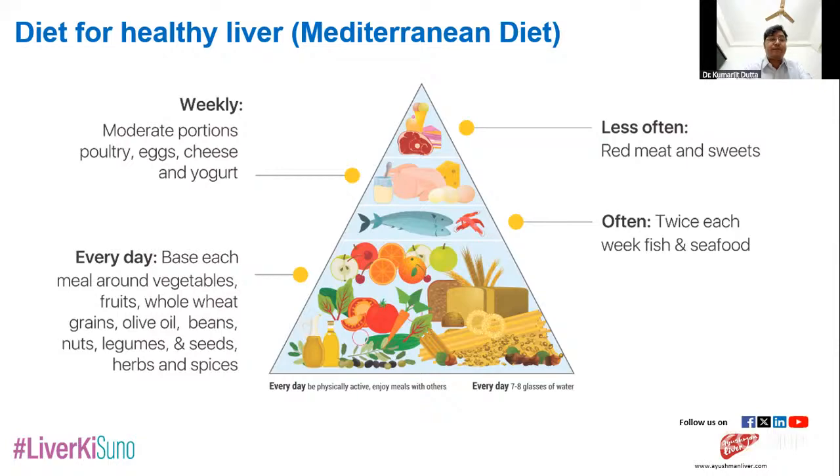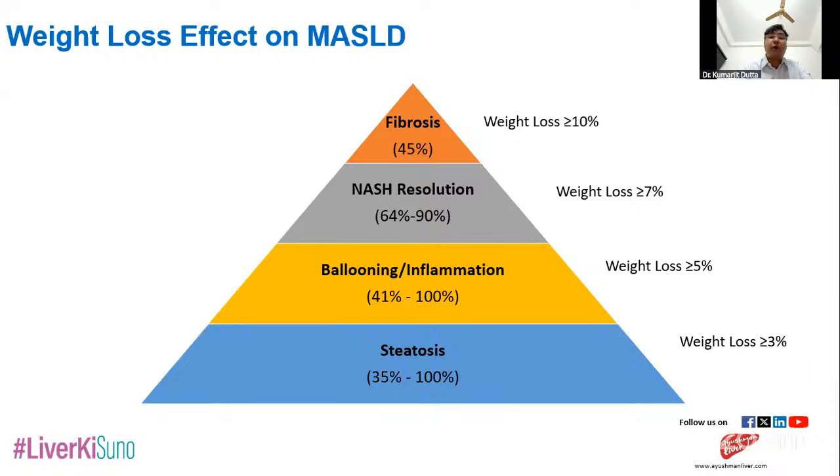But weight loss effect on MASLD. Previous slide, please. If you lose weight of more than or equal to 3%, the fat content decreases. If the weight loss is more than 5%, the inflammation can also be reduced. Resolution of NASH happens if the weight is controlled over 7%, and fibrosis may be altered somewhat if weight loss is more than 10%.